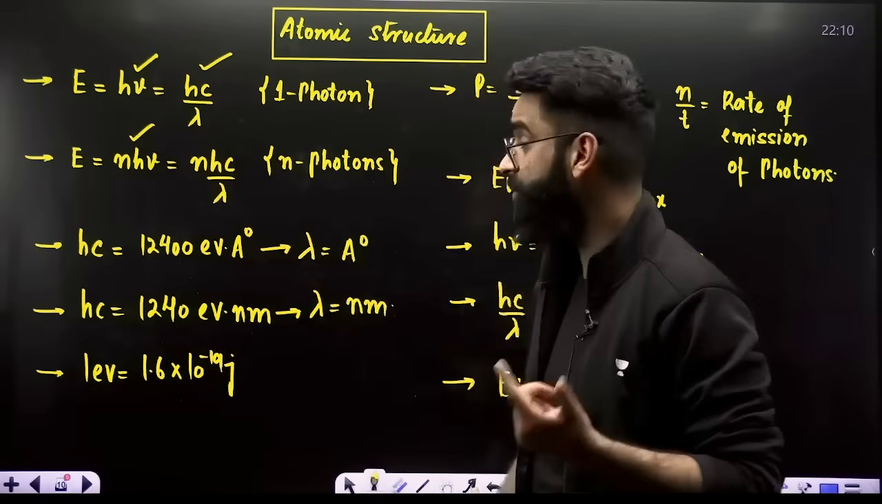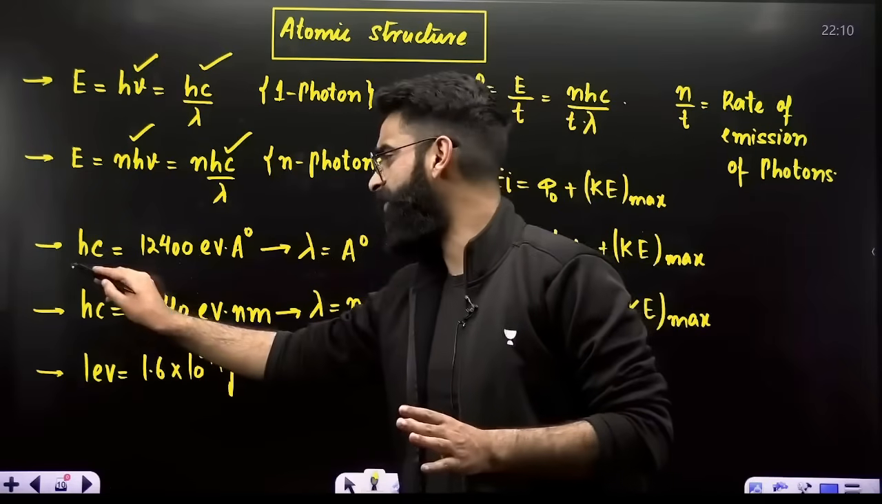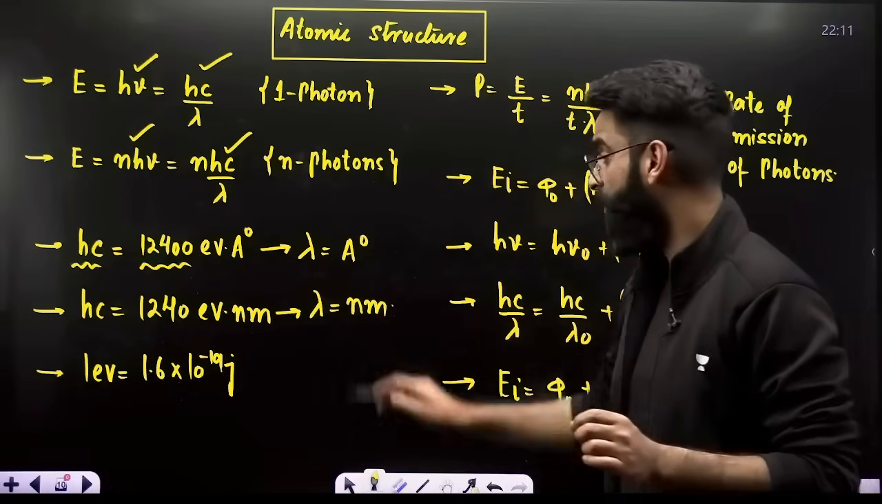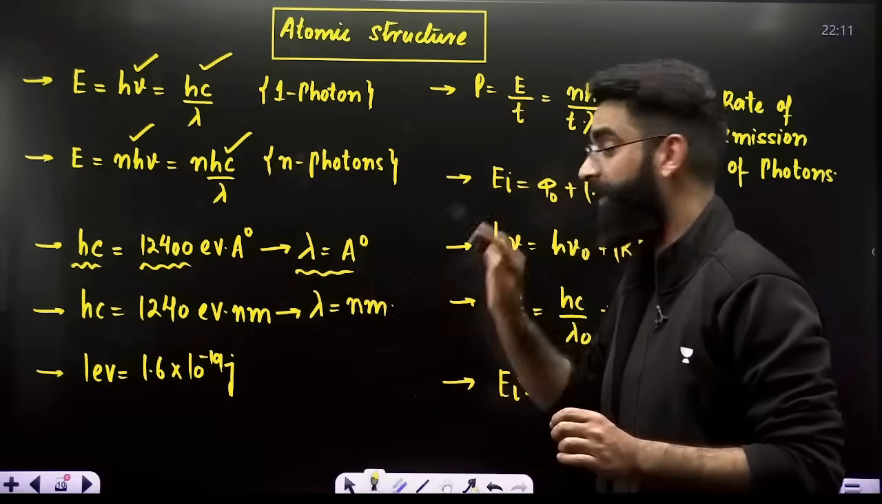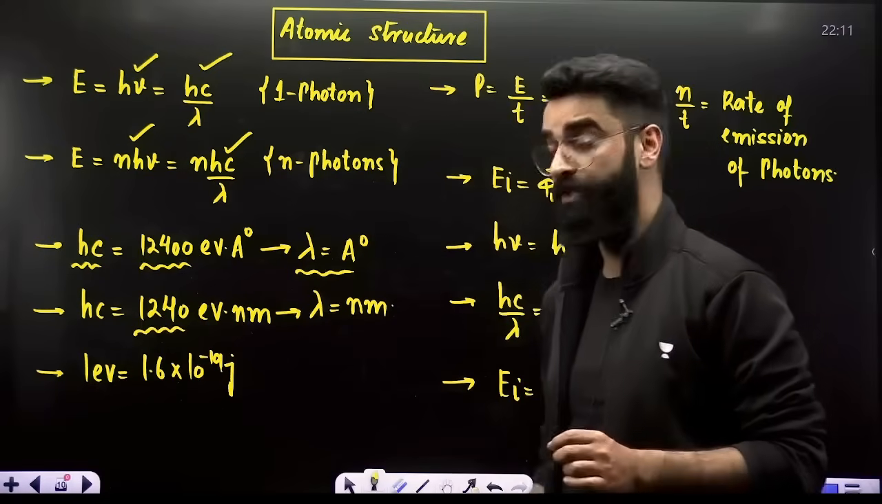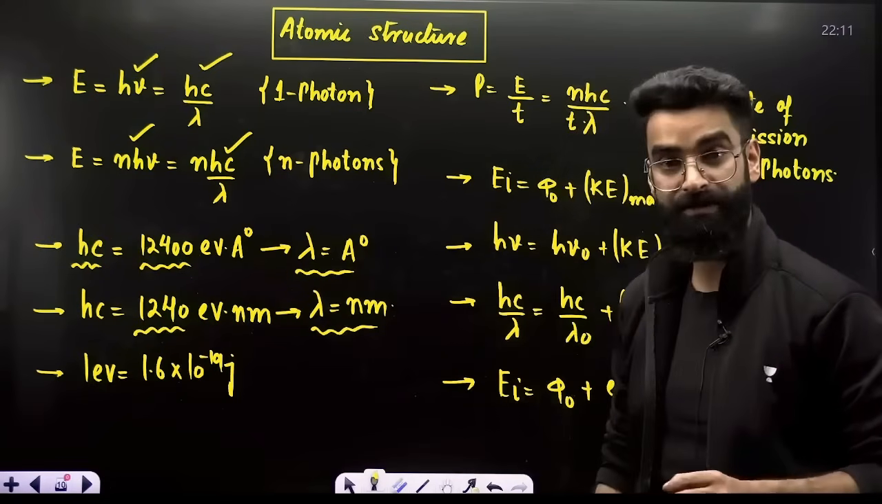It's n times h nu or n times hc by lambda. What is the combined value of h and c? It's 12400 electron volt angstroms. At that point of time, you will take lambda in angstroms. H multiplied by c value you can take as 1240 electron volt nanometer. At that point of time, lambda has to be taken in nanometer, right?